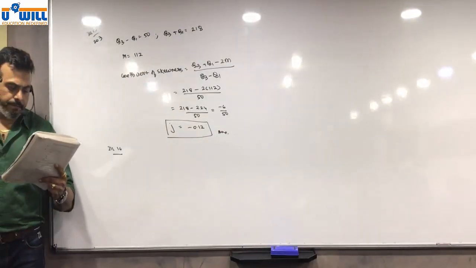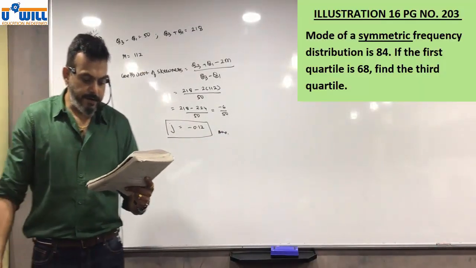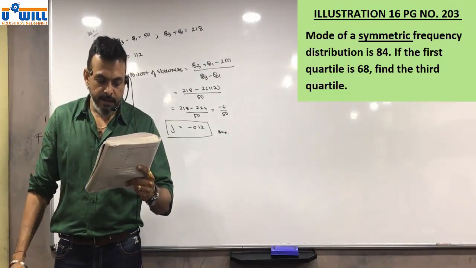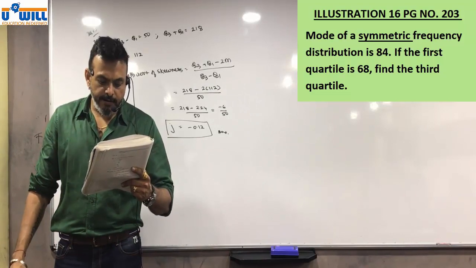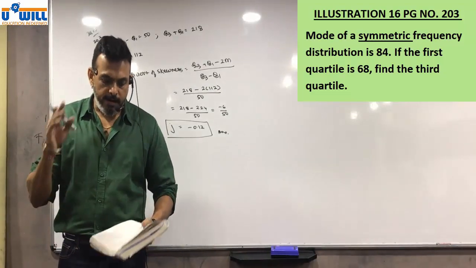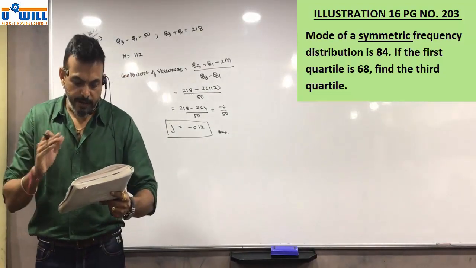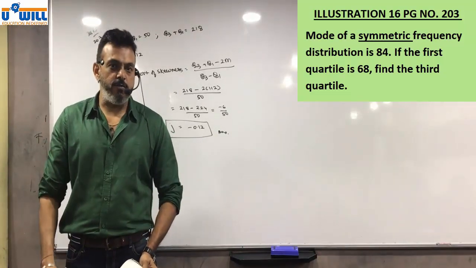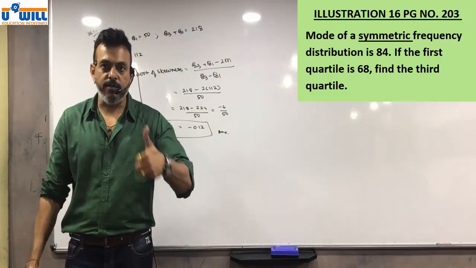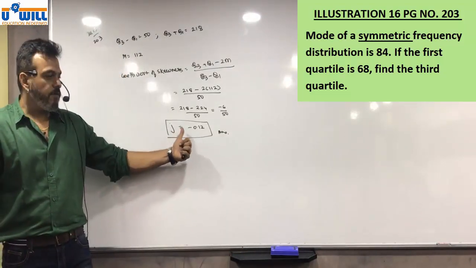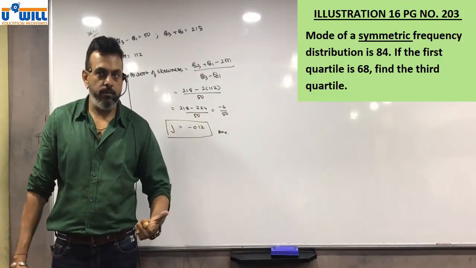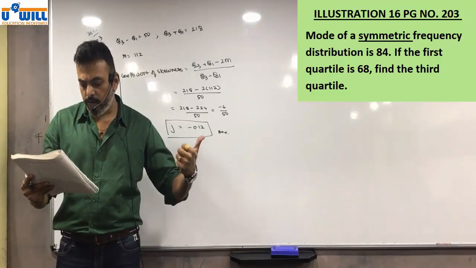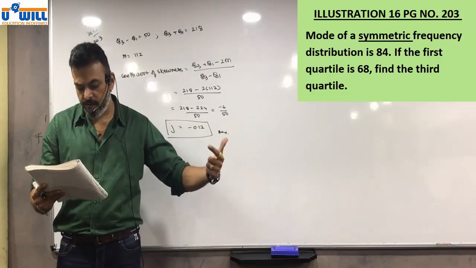Illustration 16. Mode of symmetric frequency distribution is 84. If first quartile is 68, find the third quartile. Now, pay attention please. Once again in the question: mode of symmetric frequency distribution. Can I say if the distribution is symmetric, skewness is equal to 0? Understood this? So skewness is given, or coefficient of skewness J is 0.